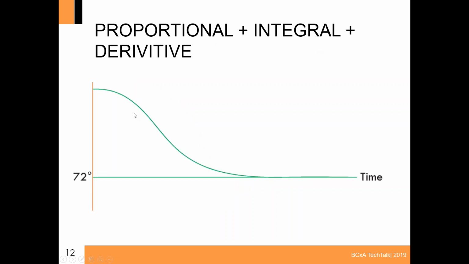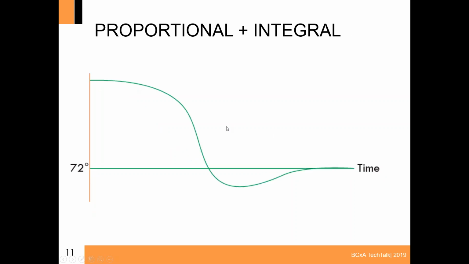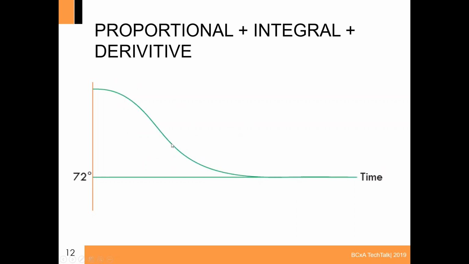The last one's derivative. You get an even better response, derivative being the slope of the curve. Now the algorithm is not only looking at the area under the curve, it's also looking at how quickly you're approaching set point. If it sees you're approaching it too quickly, like you were in this slide, it will back off on the output. So this is your best response, but it's harder to set this up because you have to set up the integral and the derivative terms, and they kind of fight each other.